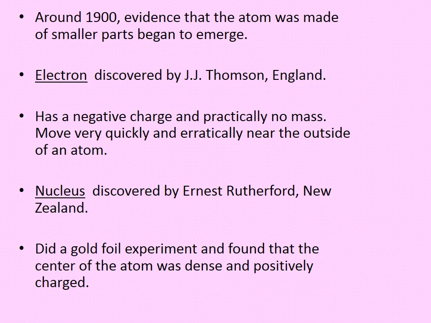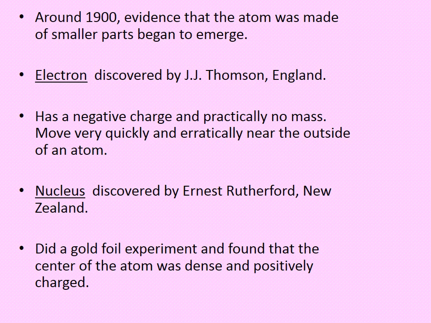So here we have a rundown of the different parts of the atom and our current understanding of them. So around 1900, we started to notice that the atom was made of smaller parts. Prior to that time, they thought the atom was indivisible, that was the smallest thing that was there, that it didn't get any smaller than that.